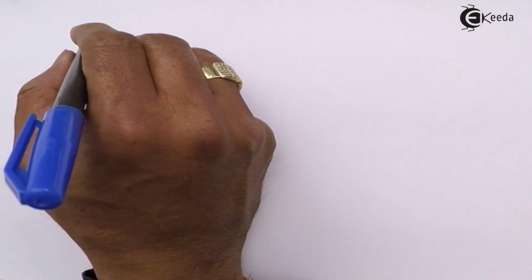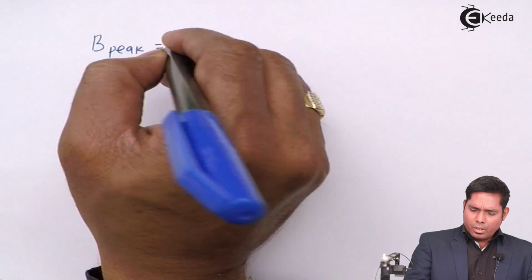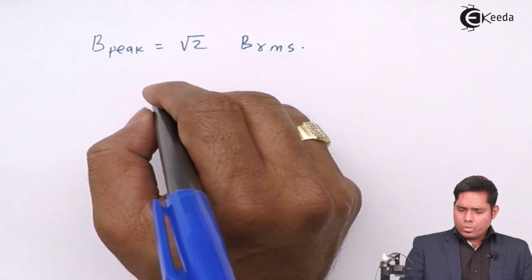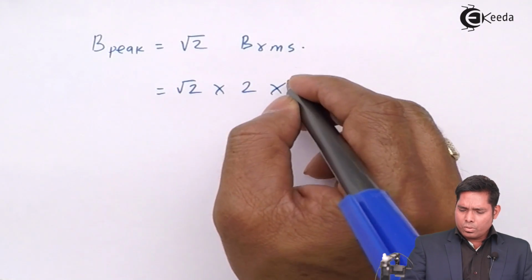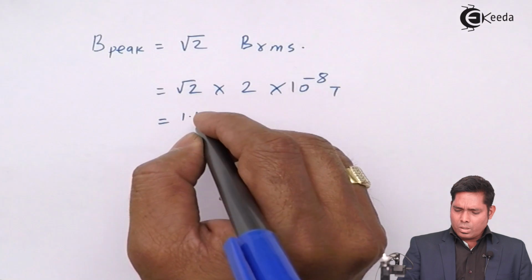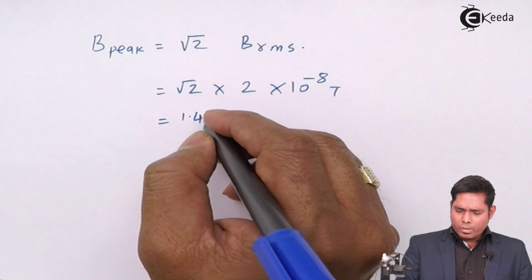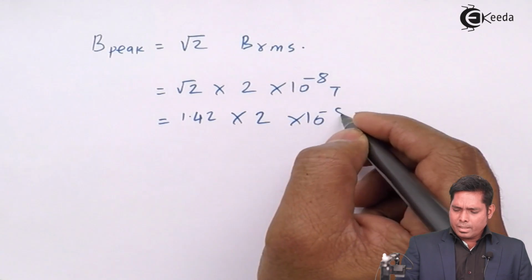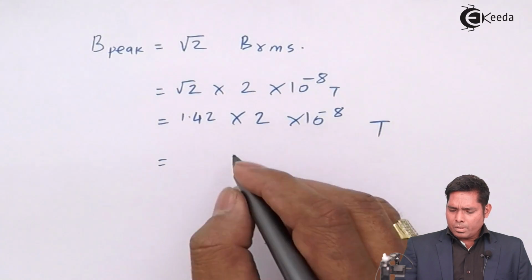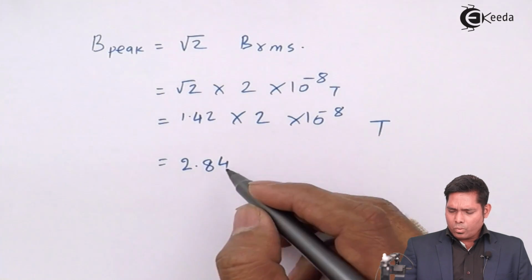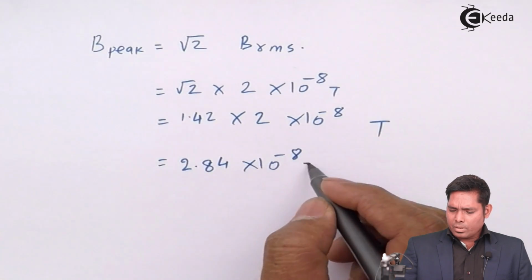Now I am interested in B peak. B peak is root 2 times BRMS. So it is root 2 times this value, 2 into 10 to the power minus 8 Tesla. I write root 2 as approximately 1.41 or approximately 1.42, into 2 into 10 to the power minus 8 Tesla. This will be 4 and this will be 8, and this will be 2.84 approximately, 10 to the power minus 8 Tesla.